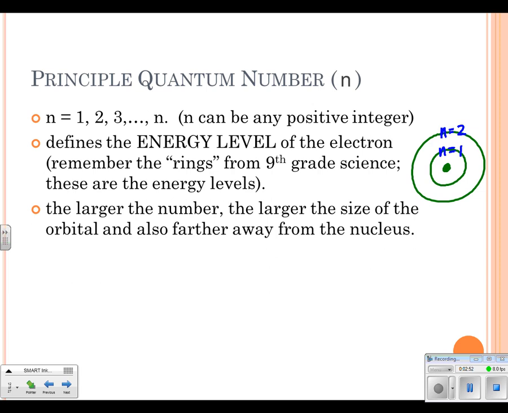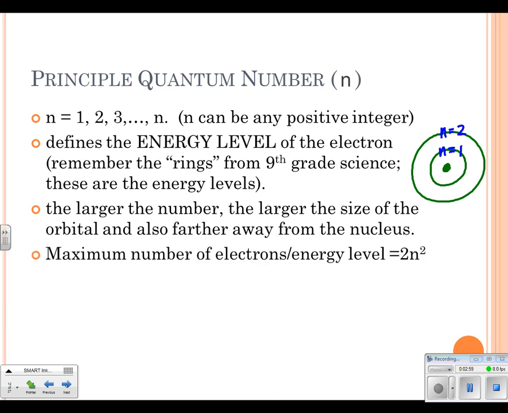The larger the number, the larger the size of the orbital, and the farther away from the nucleus. Just like 2 is a bigger number than 1, it's further away from the nucleus, and it's also a bigger energy level. The maximum number of electrons in the energy level is determined by a formula, 2 times n squared. So the bigger the energy level, the more electrons it can hold, the more space it has.